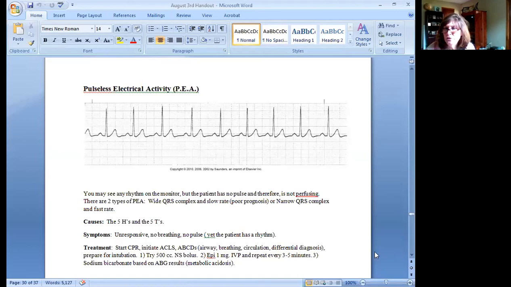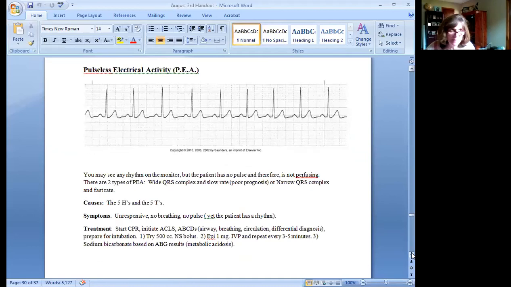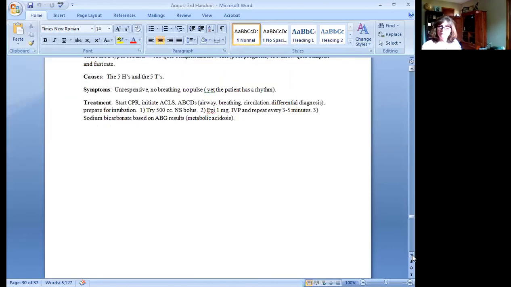So explore those 5 H's and 5 T's. The doc's going to start calling out stuff. Get some ABGs. Are they acidotic? Give the bicarb. Give a 500 cc normal saline bolus.